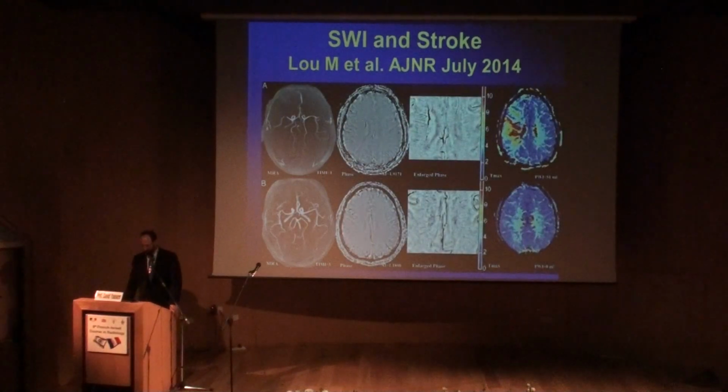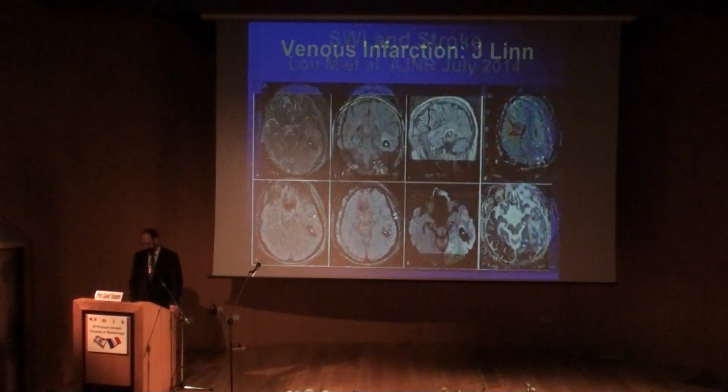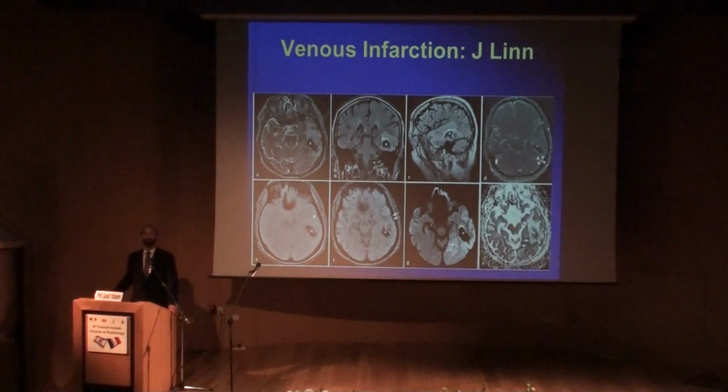And this was what they demonstrated: when there was this diffusion mismatch with the perfusion, with the SWI, the patient was able to recanalize and had a better outcome than those patients where there was not a mismatch. I talked about arterial thrombus. We really should also talk about the venous thrombus, which also is well demonstrated.